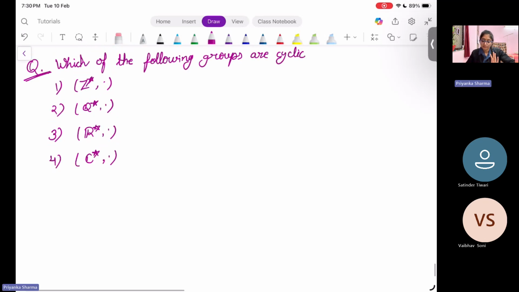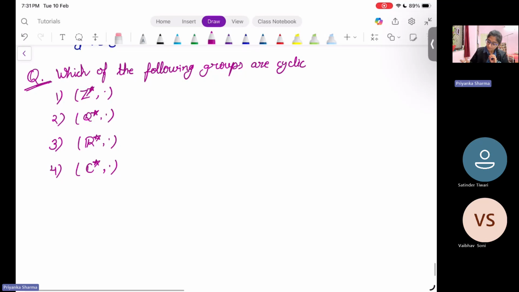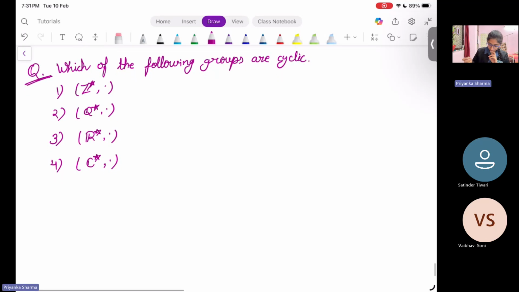So there were 4 groups, Z, Q, R, and C, which form a group under addition. And here we are taking their group of units with respect to multiplication. So which is cyclic and which is non-cyclic? Pardon, ma'am, Z star we have taken as non-zero elements or units? Star means unit.